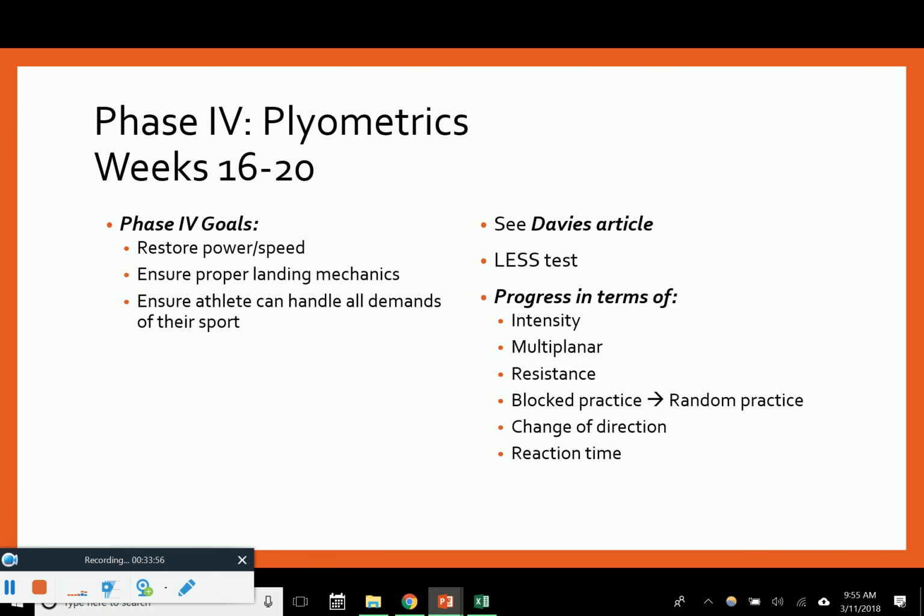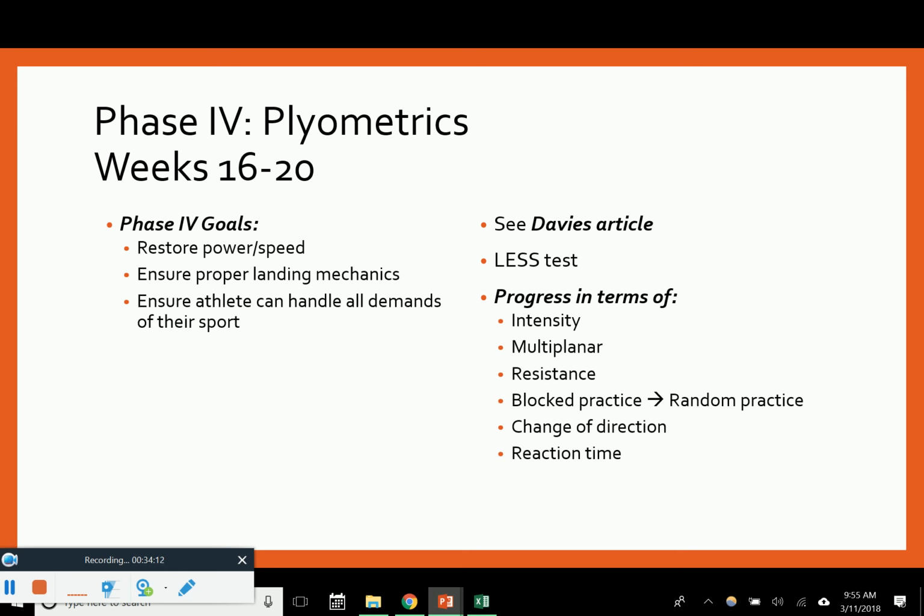At 4 months, you can begin plyometrics if they've met their goals. This is to restore power and speed, ensure proper landing mechanics, ensure an athlete can handle all demands of their sport. I want you to see the Davies article. I'll try to upload that. That's on lower extremity and upper extremity plyometrics. I think I uploaded it last course.